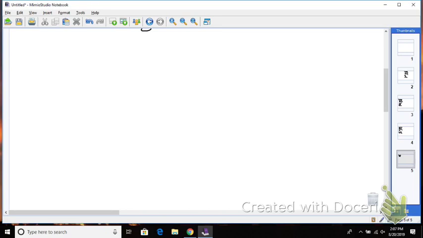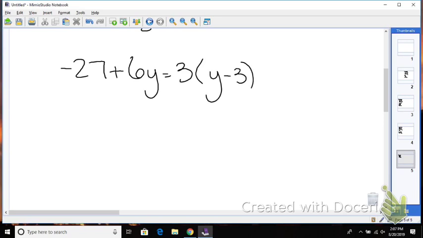So now I've got negative 27, already forgot, plus 6y equals 3 times y minus 3. So we have a little more work to do to solve for our variable, which in this case is y. First thing I want to do is get rid of these parentheses on the right side. What do I do to get rid of the parentheses? Distribute my 3 in. So I have negative 27 plus 6y is equal to 3y minus 9.